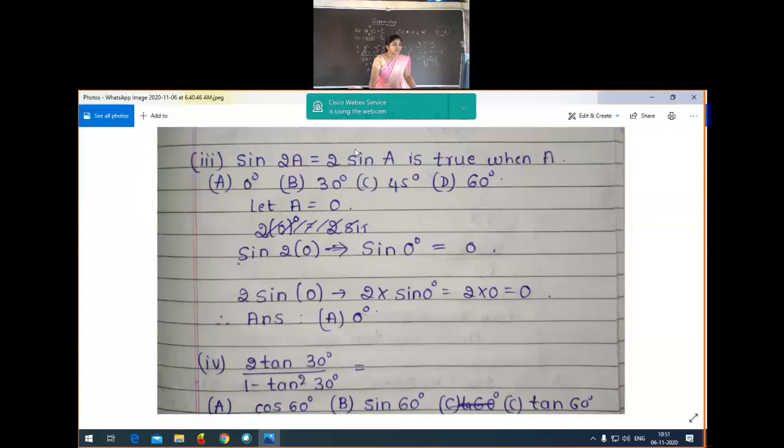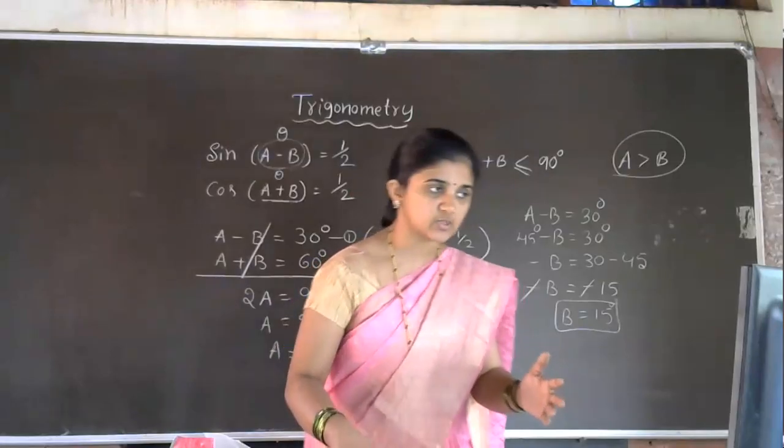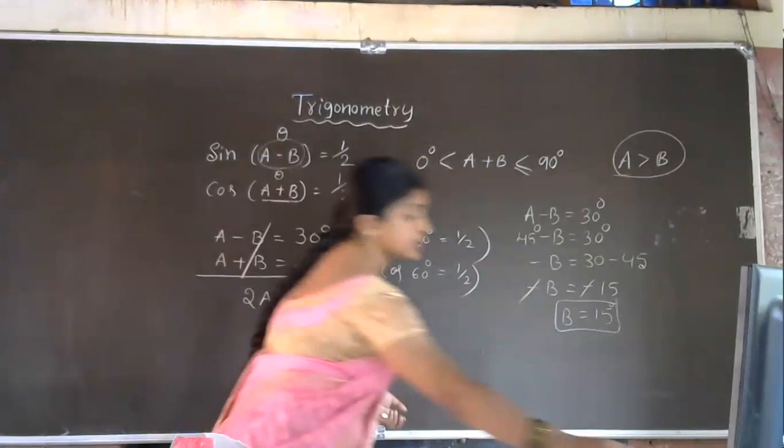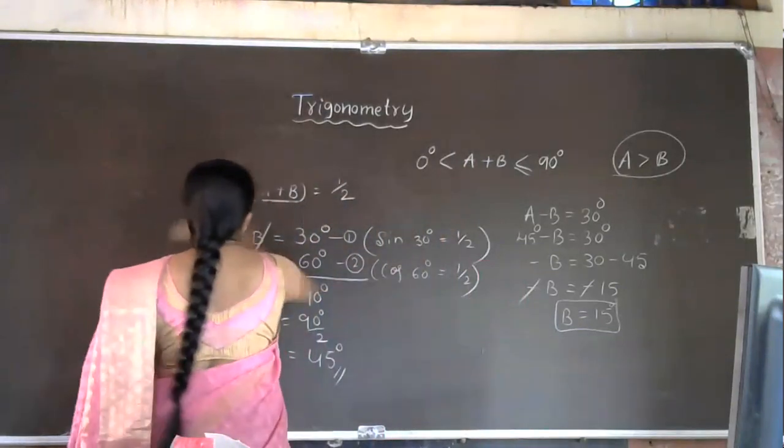2 into 0 is 0. Yes, LHS is equal to RHS; for the first value only we got the right answer. See here, what the question is: sin 2a is equal to 2 sin a. One second, students. Sin 2a is equal to 2 sin a. We have to verify.